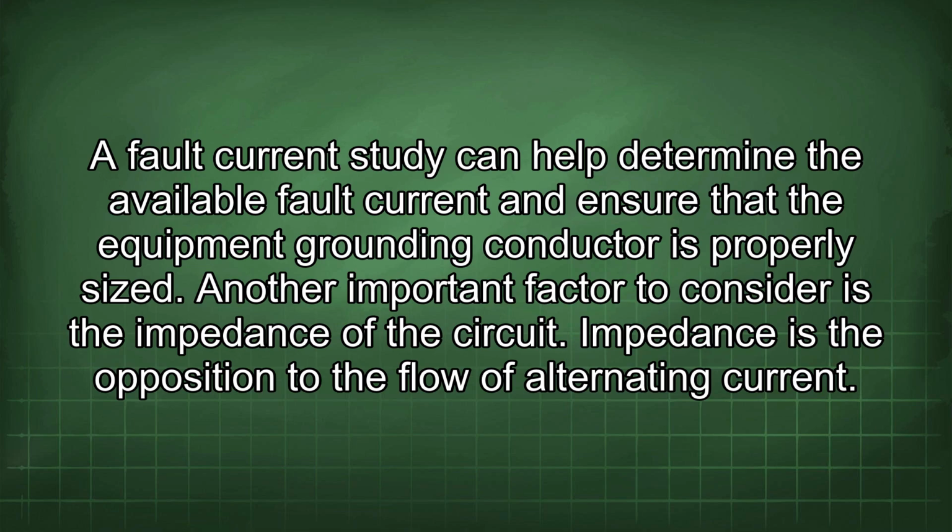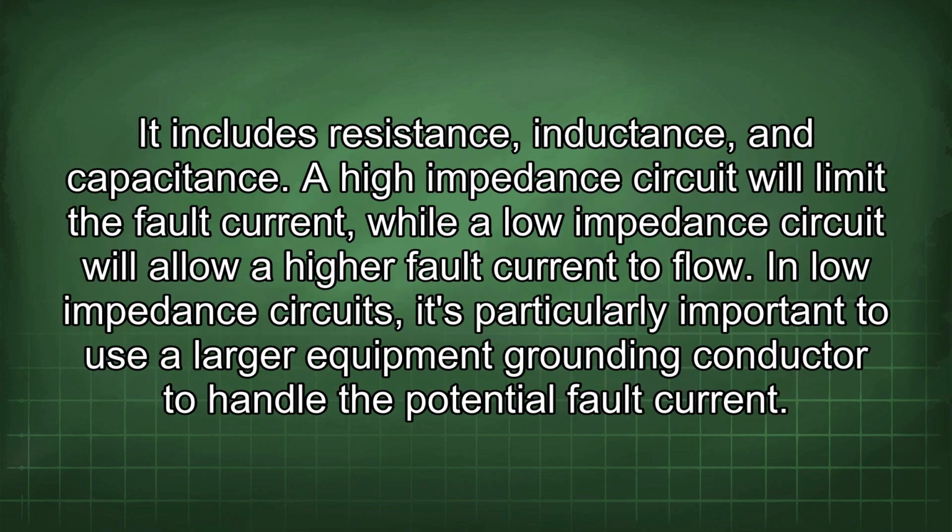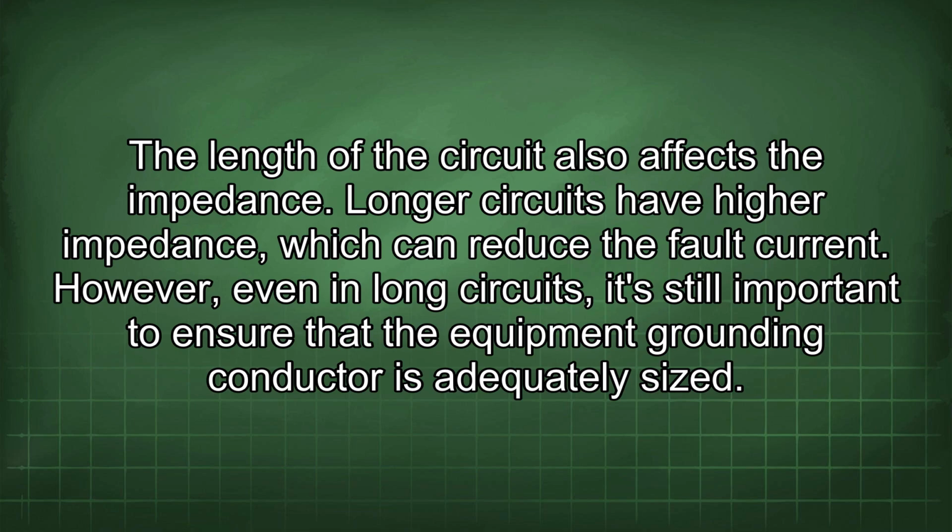Another important factor to consider is the impedance of the circuit. Impedance is the opposition to the flow of alternating current. It includes resistance, inductance, and capacitance. A high impedance circuit will limit the fault current, while a low impedance circuit will allow a higher fault current to flow. In low impedance circuits, it's particularly important to use a larger equipment grounding conductor to handle the potential fault current. The length of the circuit also affects the impedance. Longer circuits have higher impedance, which can reduce the fault current. However, even in long circuits, it's still important to ensure that the equipment grounding conductor is adequately sized.